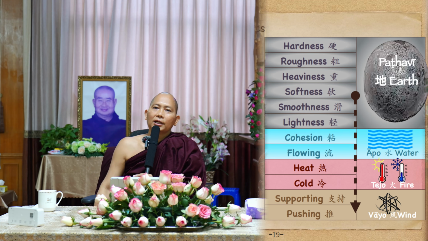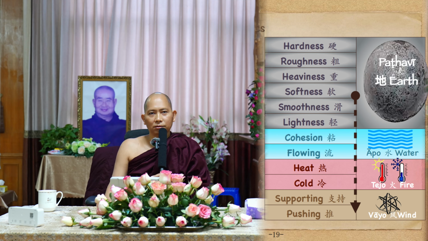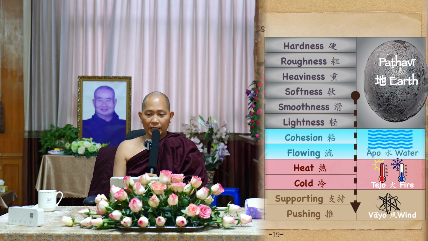You can discern the four elements from the 12 characteristics. How to move? Pay attention to the 6 characteristics of the earth element. You discern Prithvi Dhatu, the earth element. Here you see this side. Is it? The earth element.